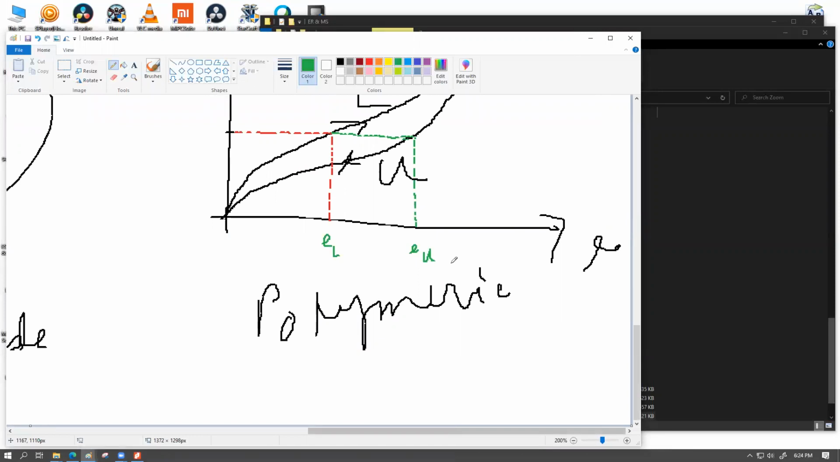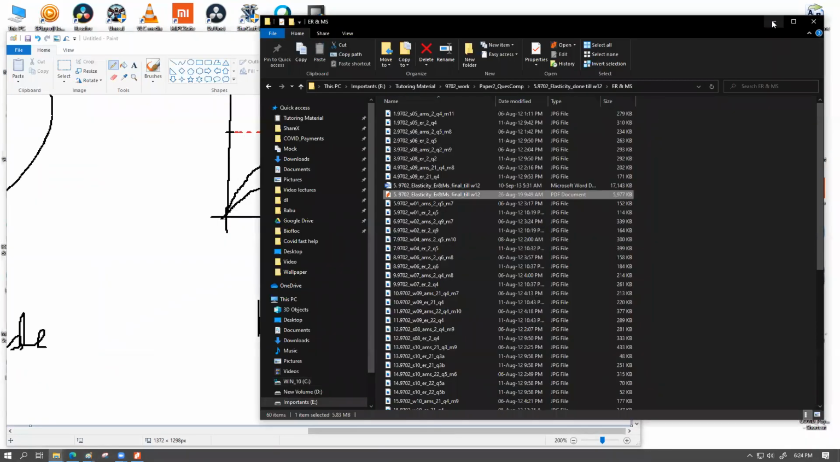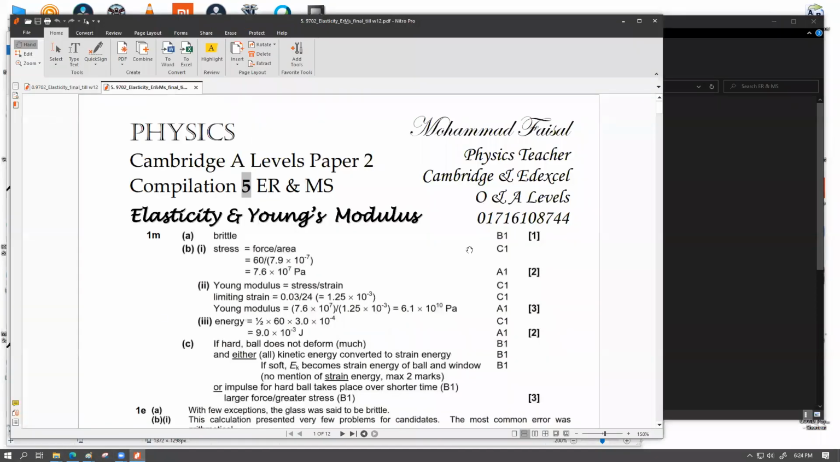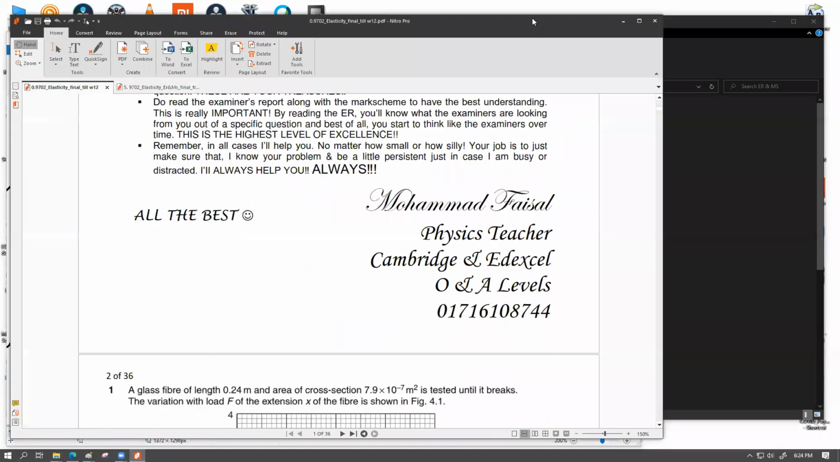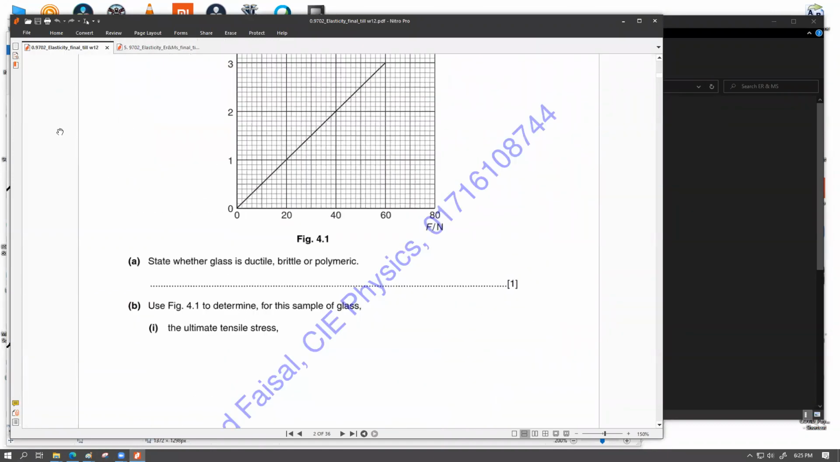That's pretty much it for the revision part for the elasticity chapter that I wanted to do. Now I'm going to start solving some paper 2 questions to give you some ideas. And I'll let you attempt some paper 2 questions on the screen so that you can try to do some on your own as well. Let me find out something.